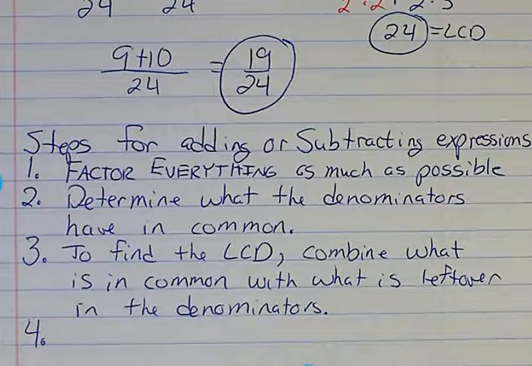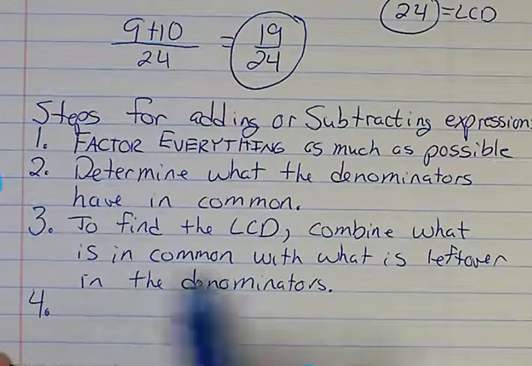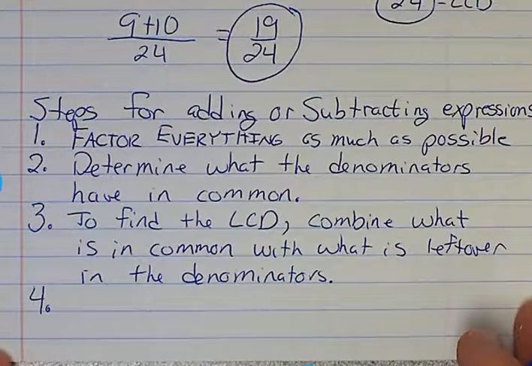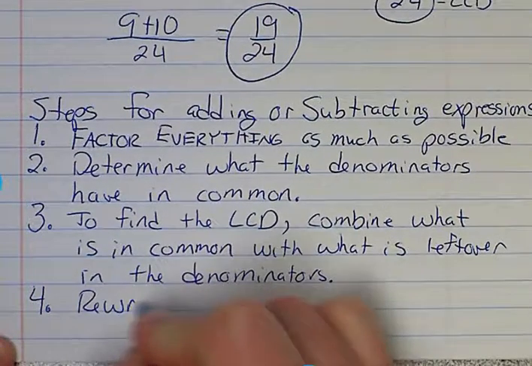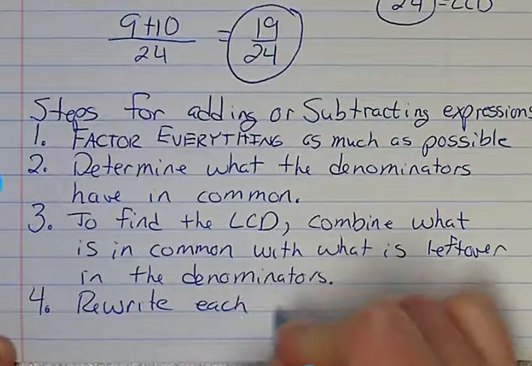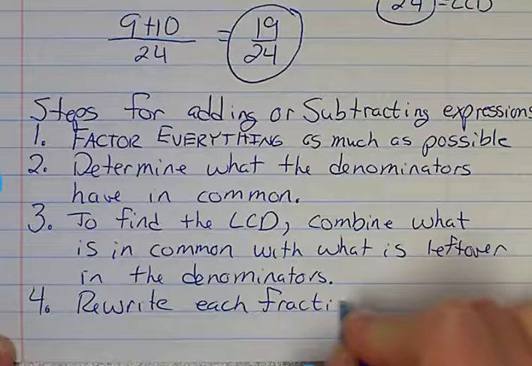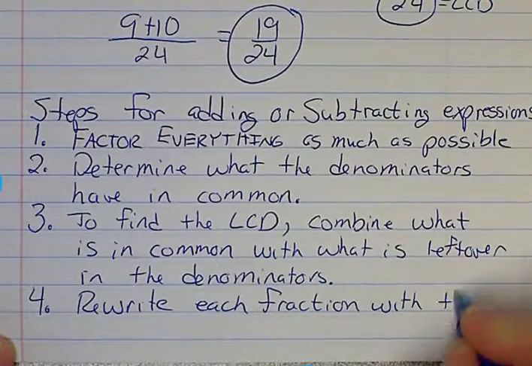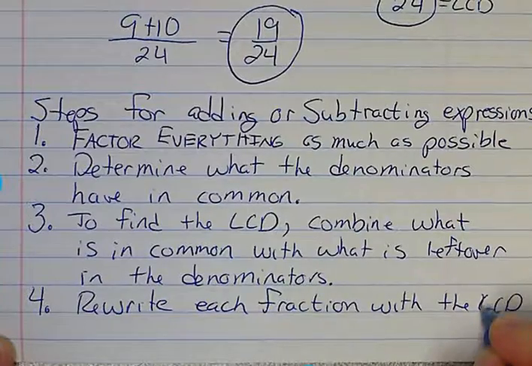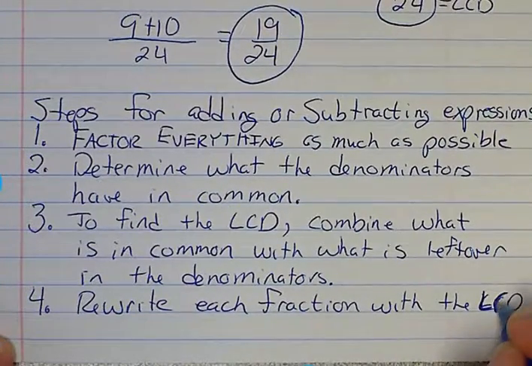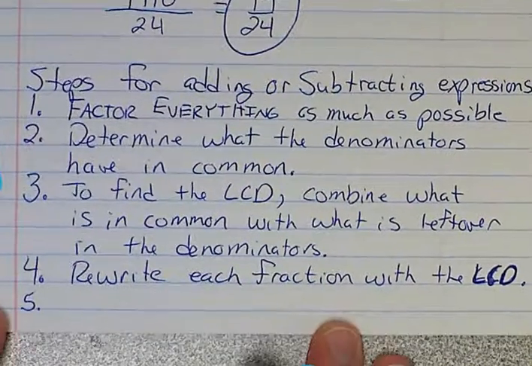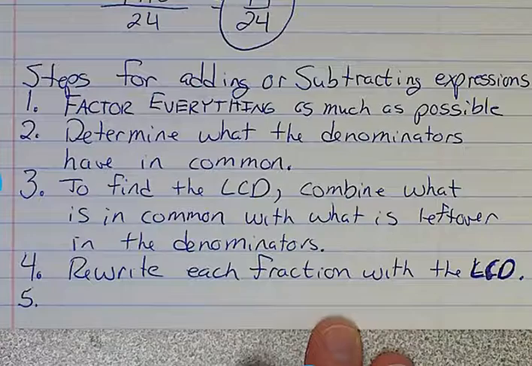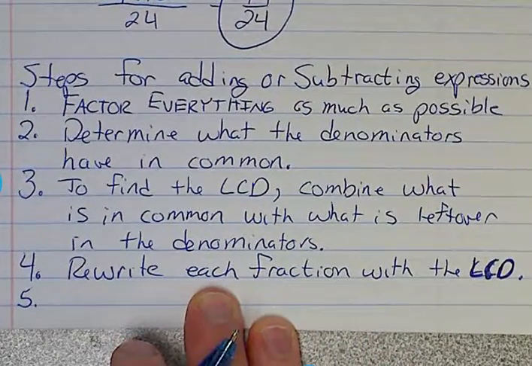So step 4, this is where we're back in the numerator now. Whatever we did to change the denominators, you've got to do the same thing with the numerators. So we're going to rewrite each fraction with the LCD. So step 4 is kind of a cleanup step. We've got our LCD kind of in the denominator now. And then step 5, I think we'll put that on the next page.